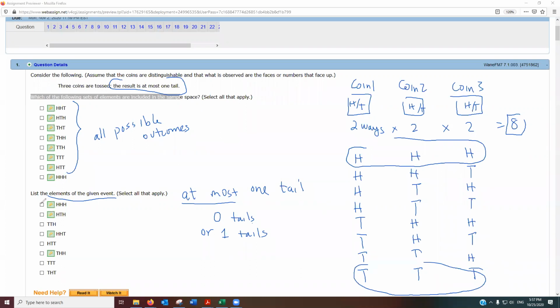Well, this has 0 tails here. This has 1 tail. This has 2 tails, so I can't select this one. This has 1 tail. This has 2 tails. I can't select this one. This has 1 tail. This has 3 tails, so I definitely don't want to pick this one. And the last one is 2 tails, so I'm not going to pick that one. All right, so I just had to be careful here with the interpretation of the word at most. At most really means less than or equal to.